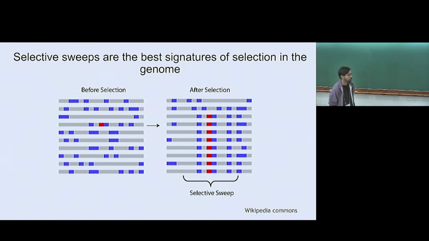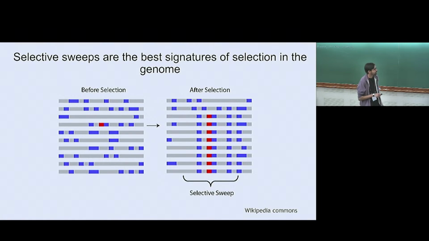So what is a selective sweep? Can somebody quickly explain or define what a sweep is? I hope everybody knows what a selective sweep is. People have talked about this in the school several times now. Is it just the allele frequency, or is there anything missing in that?